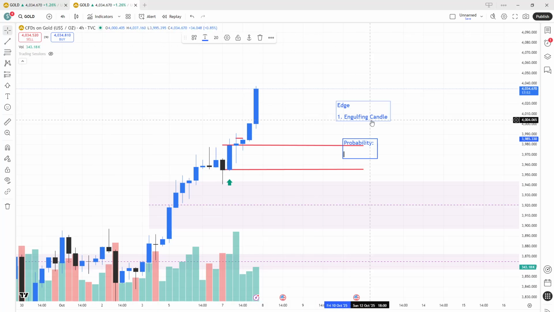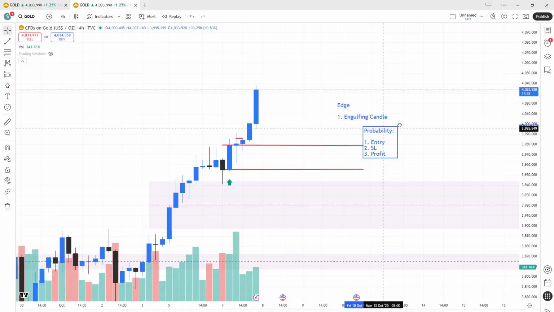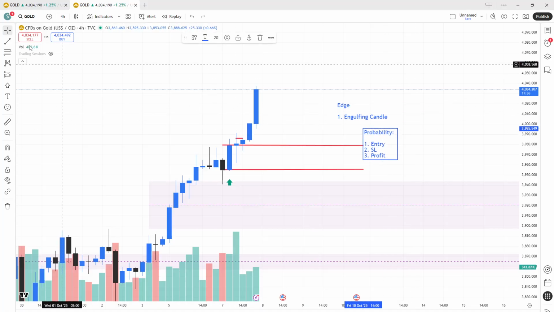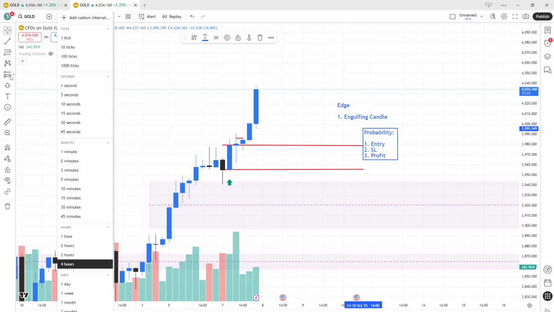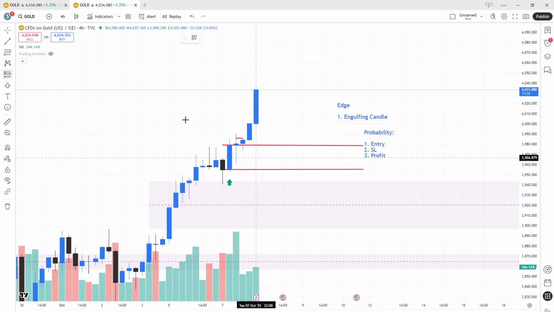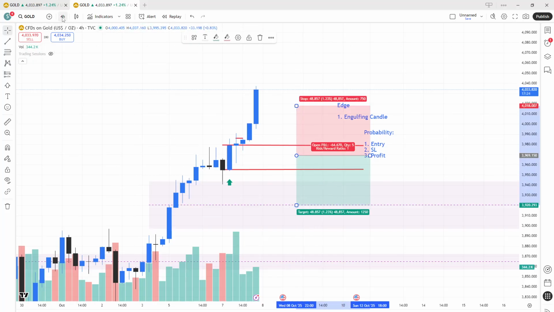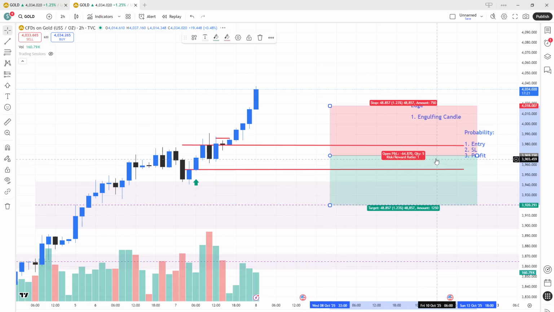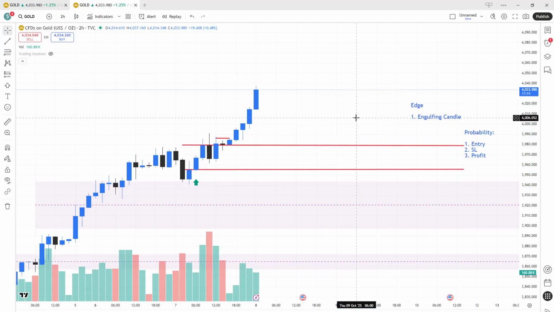Okay, so I have to find three things. One, entry, right? Two, stop loss, and then three is profit. Just to make things simple, right? What I'm looking for is to draw up my entry and my position size. Okay, so let's say I'm gonna go down to the 2-hour candle, and then I'm gonna look for my entry.